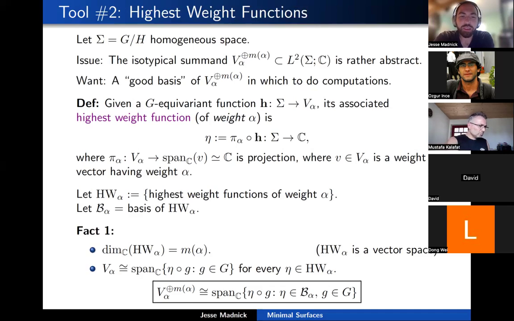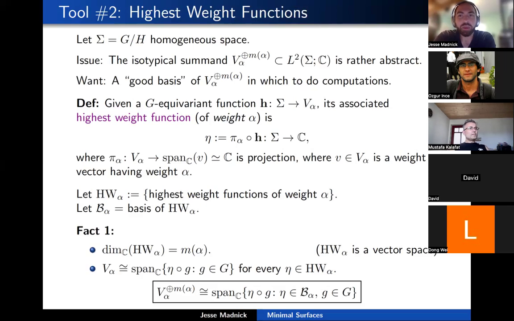Okay, so the isotypical summand V alpha direct sum with itself M alpha times, you can think of it as the span of eta circle g, where eta ranges over this basis of the highest weight functions, and little g belongs to big G. So the upshot is that we can understand this isotypical summand provided we can get our hands on a basis B sub alpha of the highest weight functions. That is the crux of step 2, to get an actual basis of the highest weight functions of weight alpha.